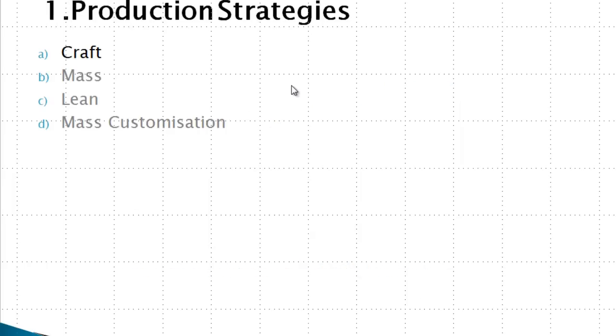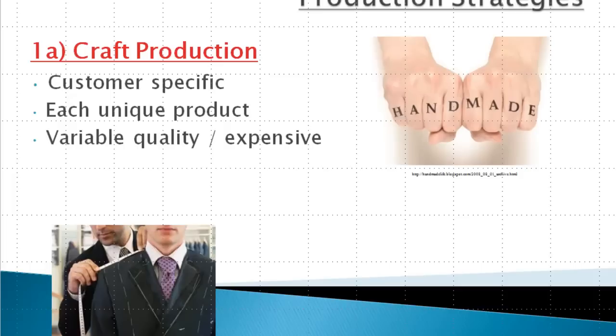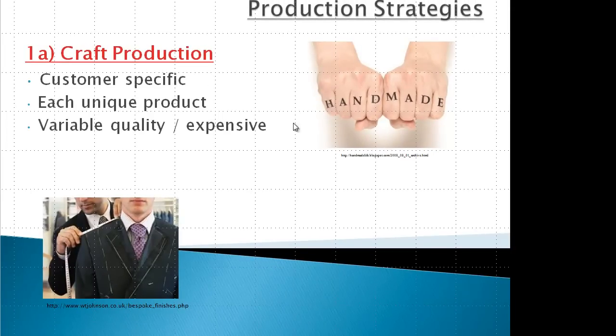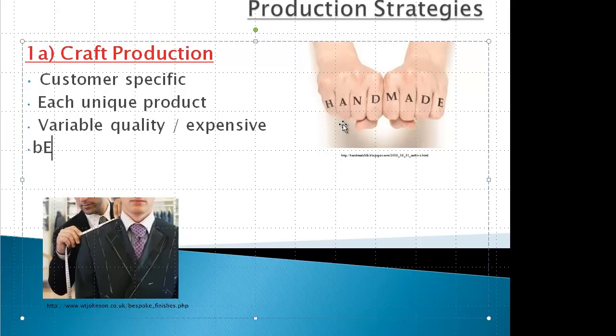Okay, so there's 4 production strategies you're going to have to remember for the test: craft, mass, lean and mass customization. Starting with craft, it is customer specific, unique to each product, has a variable quality and is expensive, also known as, I'll just put this in, bespoke. Or tailor-made in our case. So if you're going for high-end garments, you could go that way.